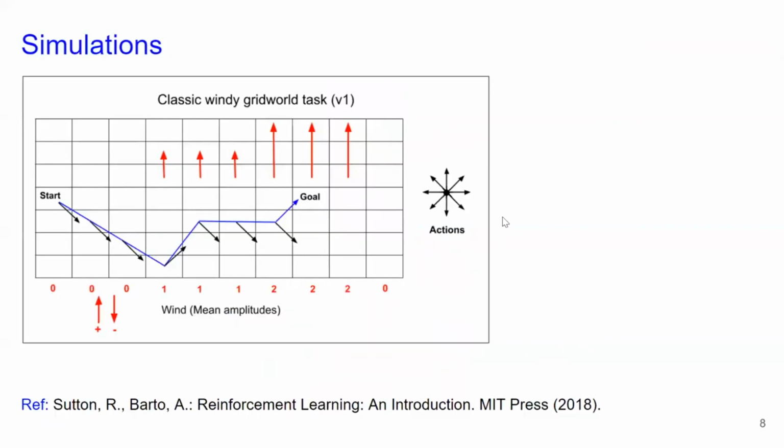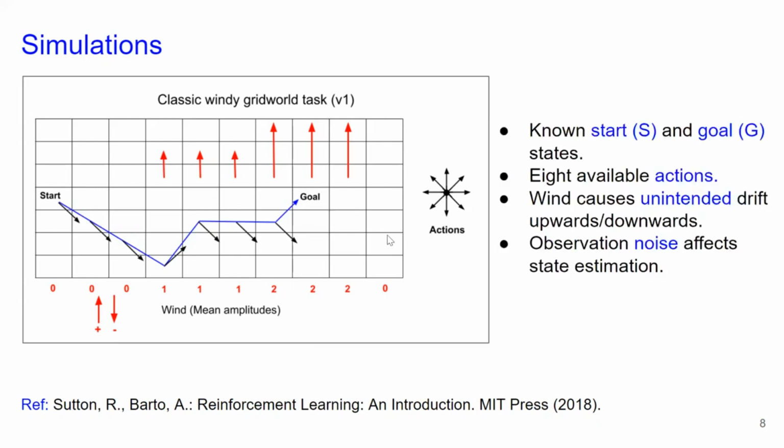In order to demonstrate the usefulness of active inference for control, we did simulations, and this simulation is called the classic windy grid world task, where the agent is trying to navigate from a predefined start state to a goal state as optimally as possible. The agent has 8 available actions, and we have implemented all the different complexities, that is fluctuations in wind on the way, then mutations in the wind profile, and also observation noise. Basically, the wind in this framework causes unintended drift upwards or downwards, and that is what we call the environmental noise in this problem.